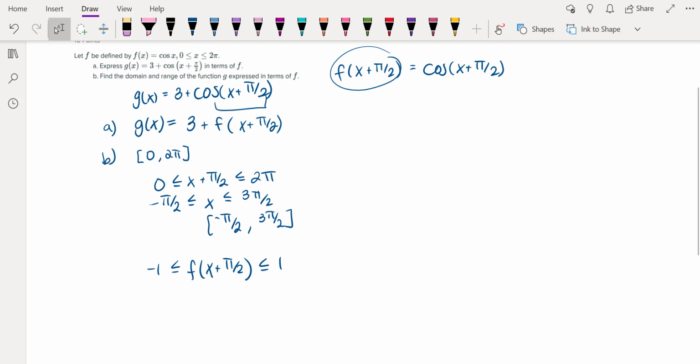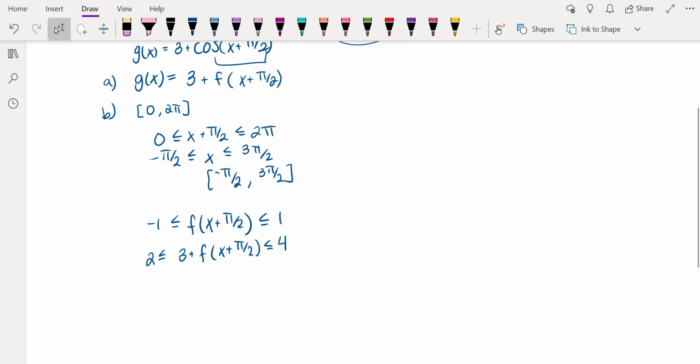Well, g of x has 3 added to it, so let's add 3 to all three sections. So negative 1 plus 3 is equal to 2, less than or equal to 3 plus f of x plus pi over 2, less than or equal to, we're adding 3 again, so 4. Well, 3 plus f of x plus pi over 2, that's g of x. So we can replace that. So 2 is less than or equal to g of x, less than or equal to 4. So that says my output of g of x is going to be between 2 and 4. And we can again write that in interval notation as 2 to 4. And that's my range.